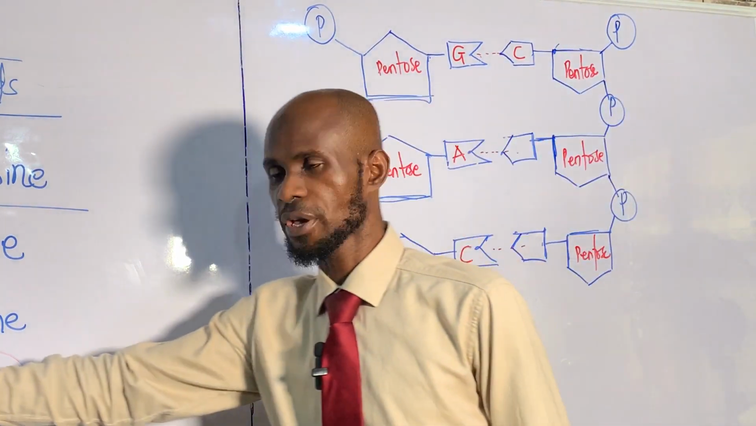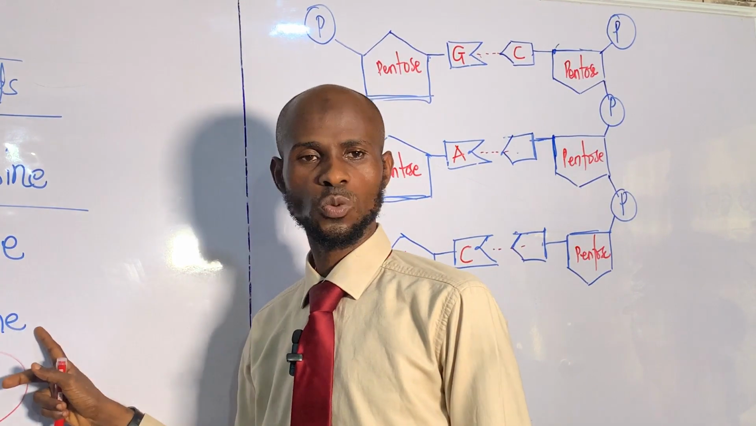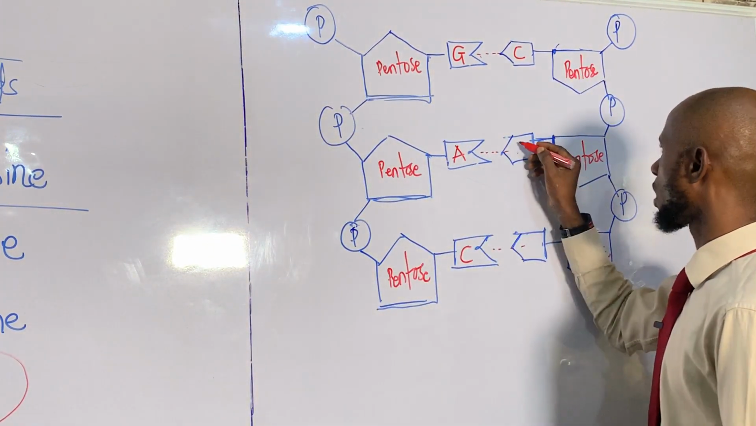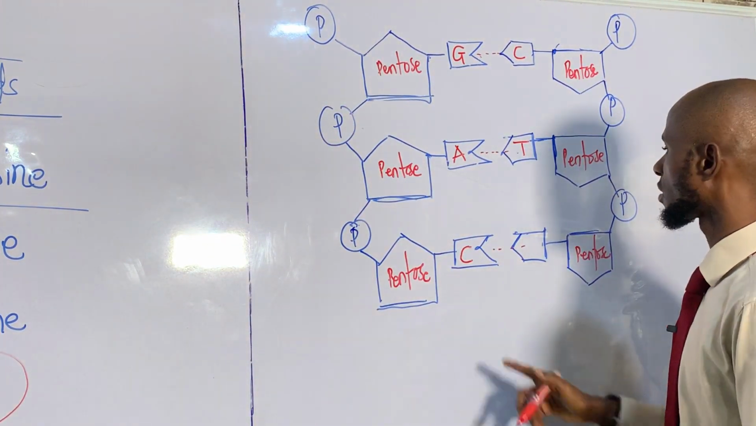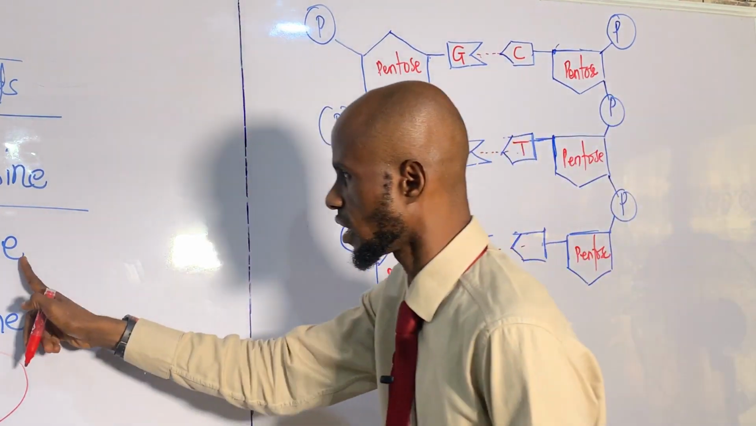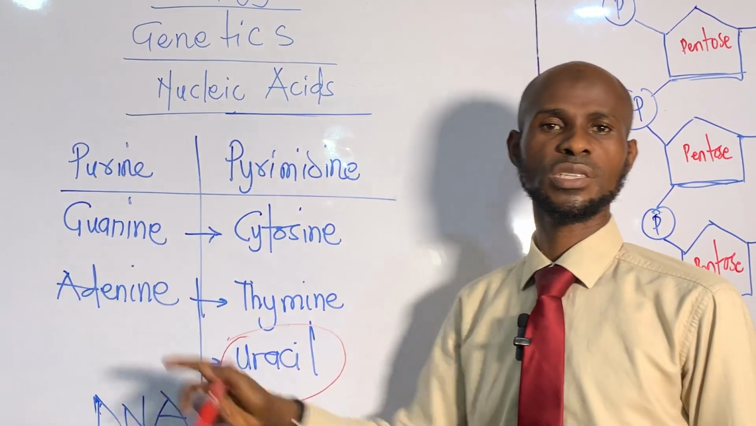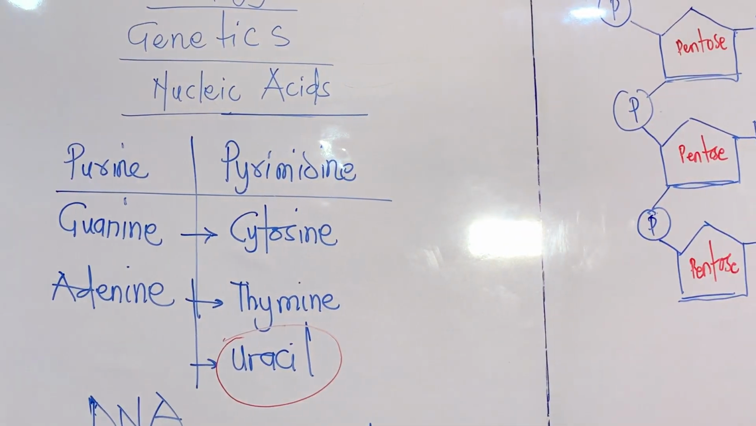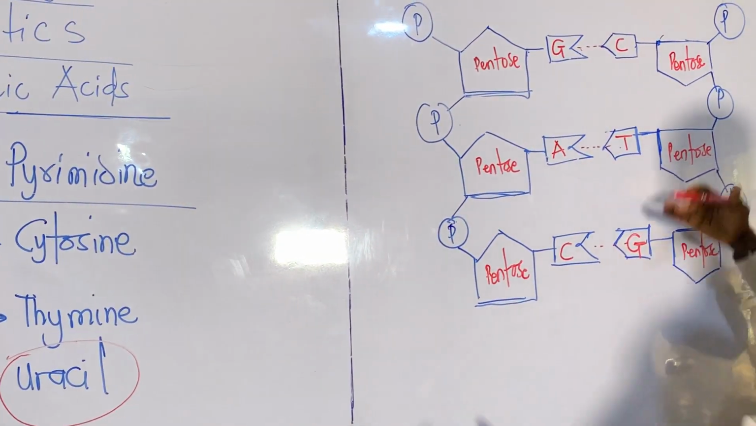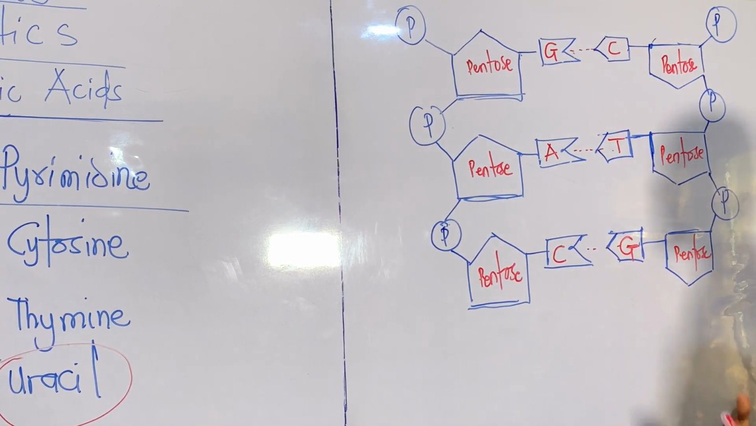So adenine, what does it pair with? The adenine pairs with thymine. So we are going to have T here. And the C, that's cytosine here. You go back to the purine bases. Cytosine will pair with the guanine. So you have the G, and it goes like that in repeated units.